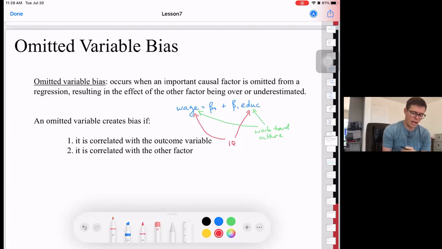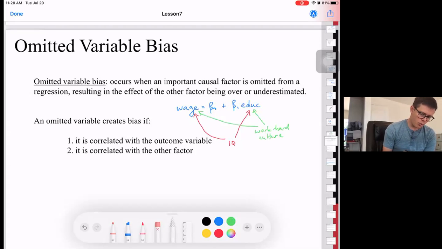In the same way, IQ might make education easier for someone. It's easier to go through lots of years of education if school is not very challenging for you. And even if you were prevented from getting education as a high IQ person, maybe you would have greater wages or something like that. These are just examples.